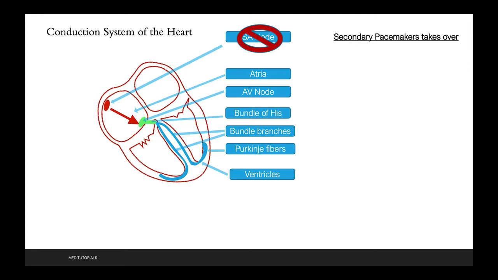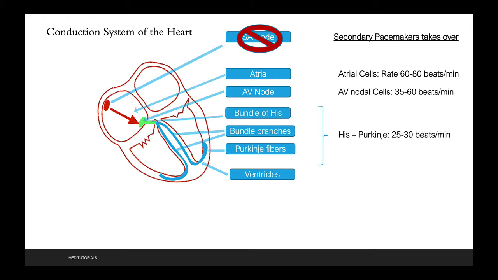For example, if the SA node doesn't work, then the atria usually sets in as pacemaker, and they're able to generate impulses at the rate of 60 to 80 beats per minute. If the atria fails, then the AV node sets in as pacemaker, and they can generate impulses at 35 to 60 beats per minute. And then we go down to the bundle of His, bundle branches, Purkinje fibers. They can generate impulses at 25 to 30 beats per minute.